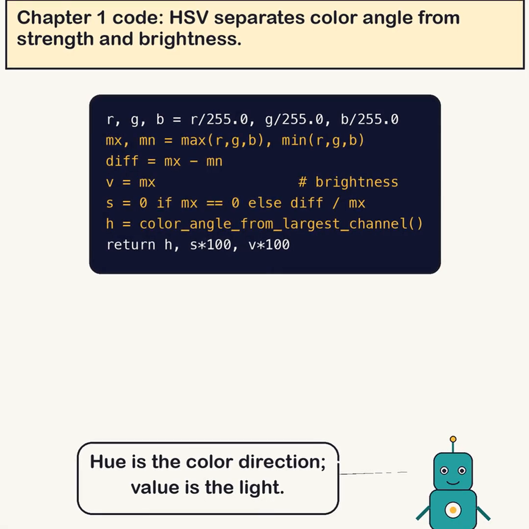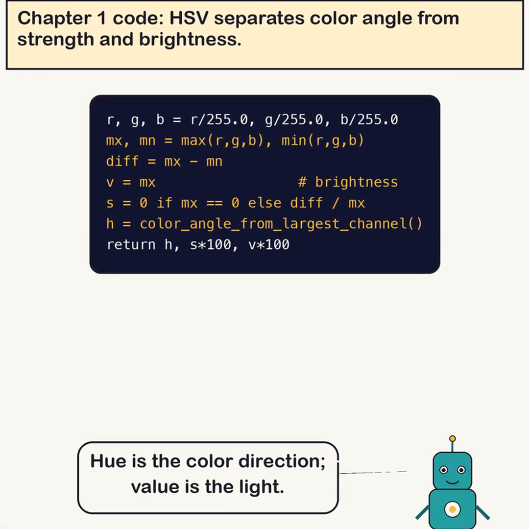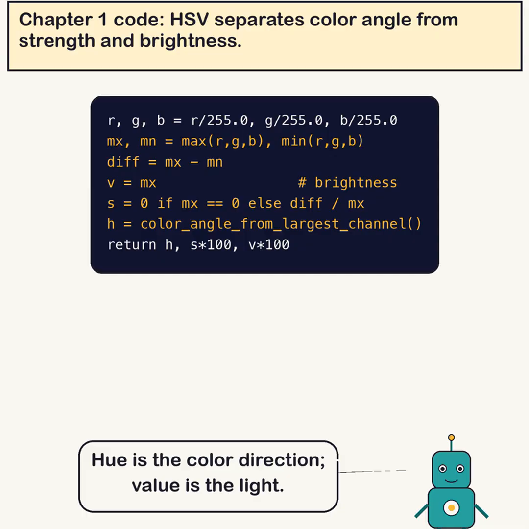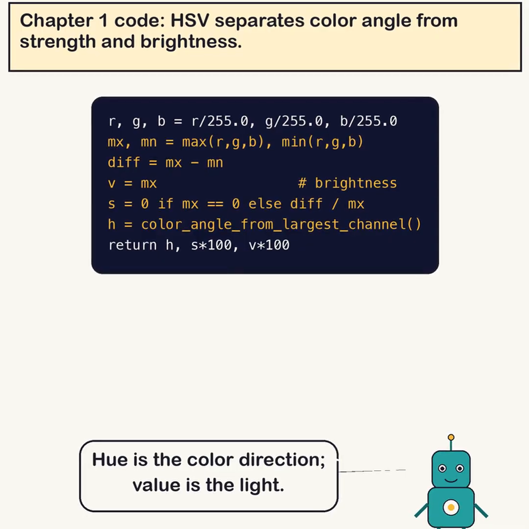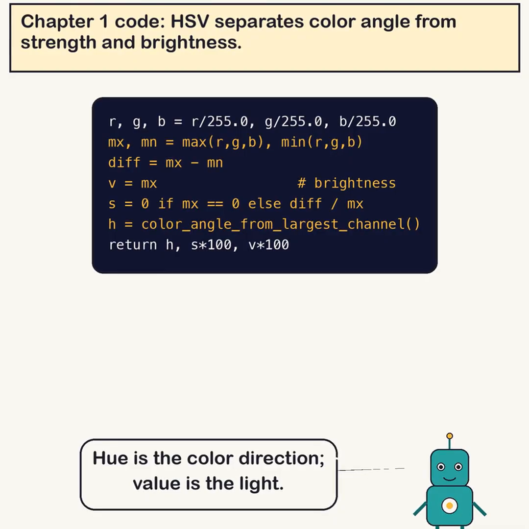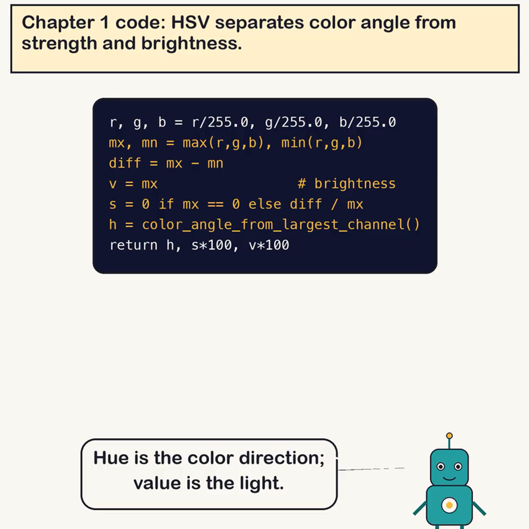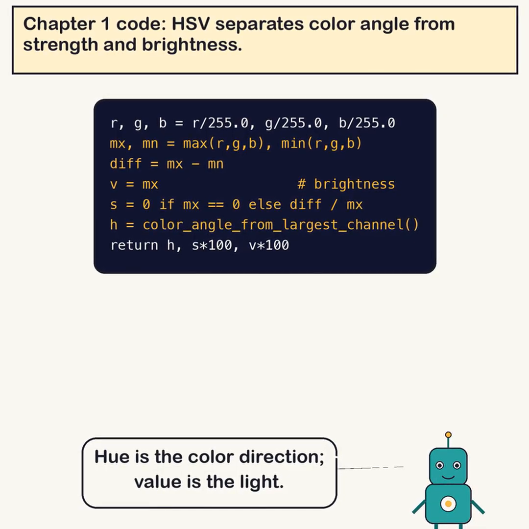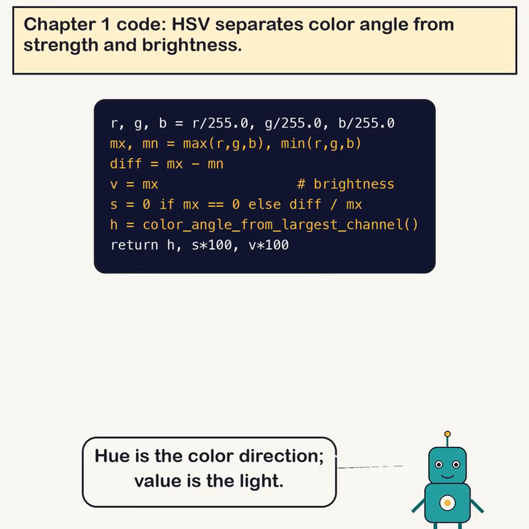HSV separates color into hue, saturation, and value. First normalize red, green, and blue into 0 to 1. The maximum channel gives value, or brightness. The difference between maximum and minimum drives saturation. Hue is the color angle determined by which channel is largest. HSV exists because RGB is awkward for many real decisions.